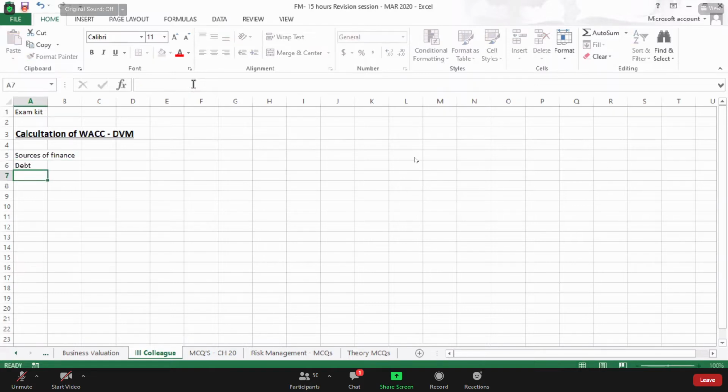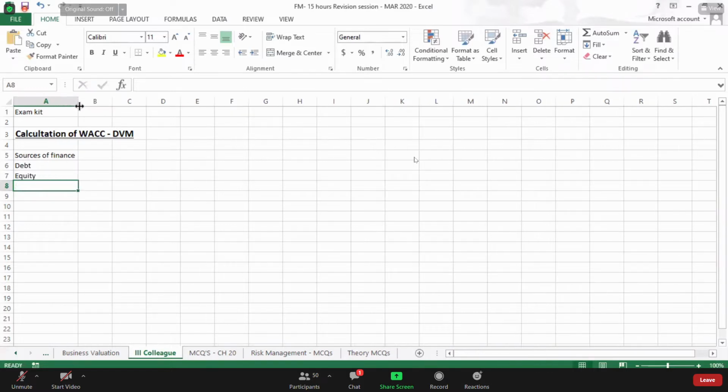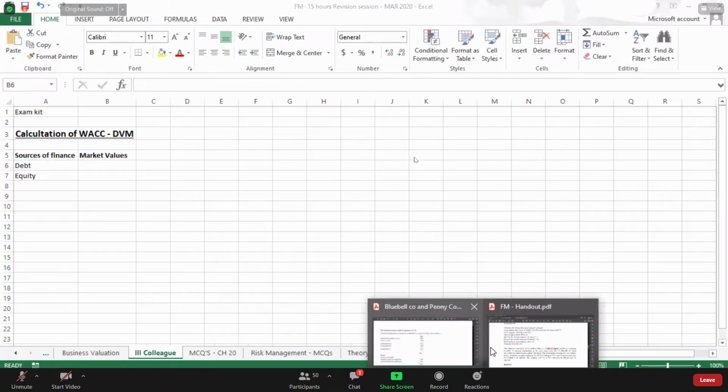Correct? Debt and equity. And you know, in weighted average cost of capital, until and unless they specifically tell you to solve it in book values, it is always calculated using the market values. So our second step will be to calculate the market values. And you know how to calculate market value: number of shares into market price of the share, or number of bonds into market price of the loan note or bond. How much is it? Let's go through the question.